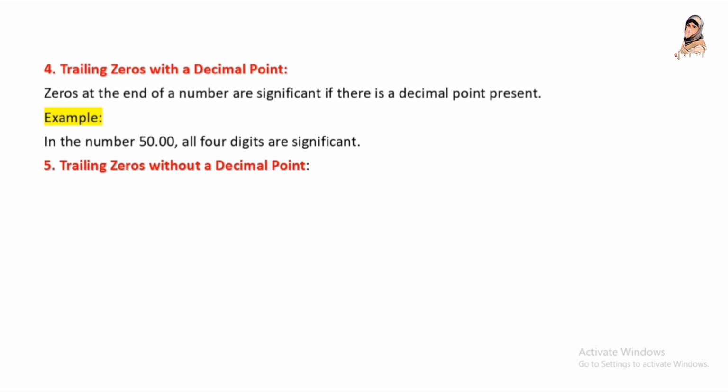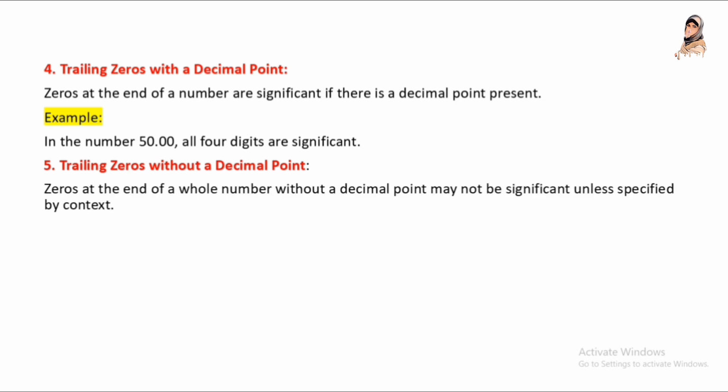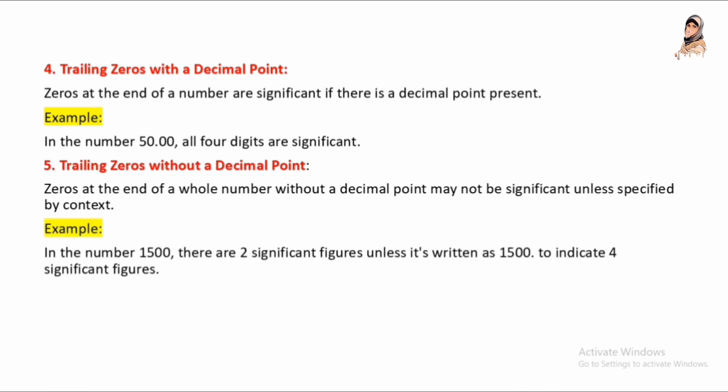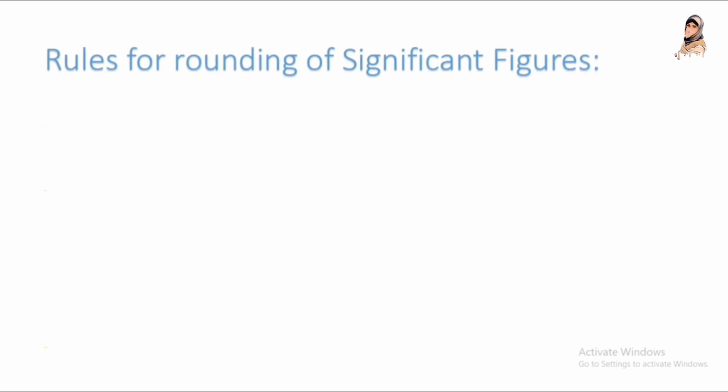Rule number 5, trailing zeros without a decimal point. If zeros are present after the non-zero digits, then zeros at the end of a whole number without a decimal point may not be significant unless specified by context. For example, in the number 1500, there are 2 significant figures, but if it's written as 1500 with a decimal point, then this indicates 4 significant figures.